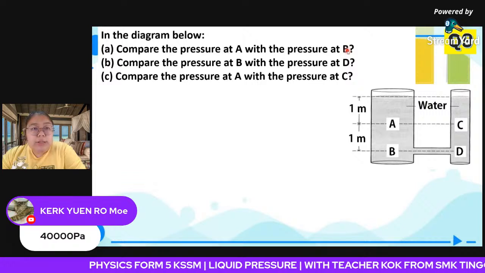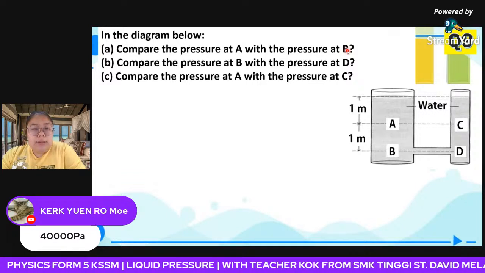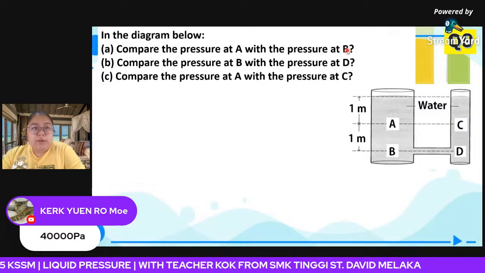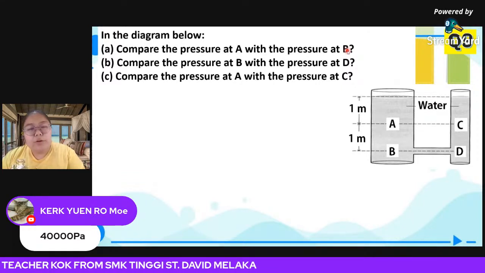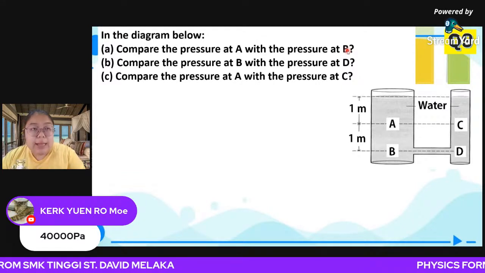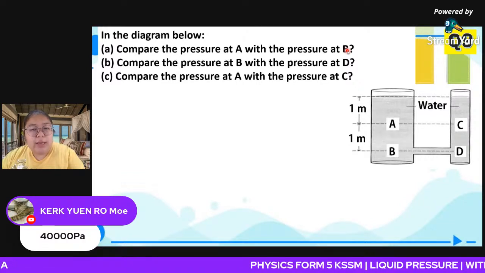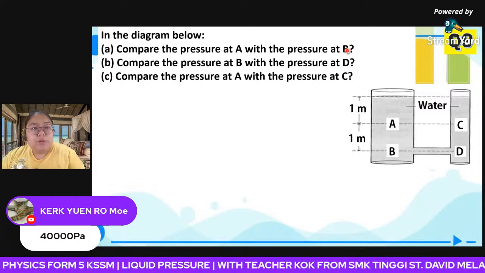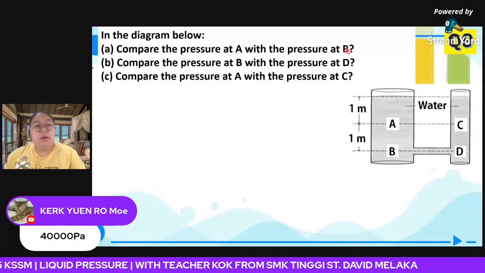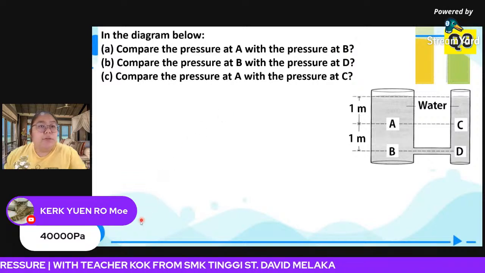Okay, we just type there. You just type A highest or B highest, like this is enough already. Or you can give me the symbol also. Okay, we do the comparison for pressure A and also pressure B. So do we have an answer from the student?